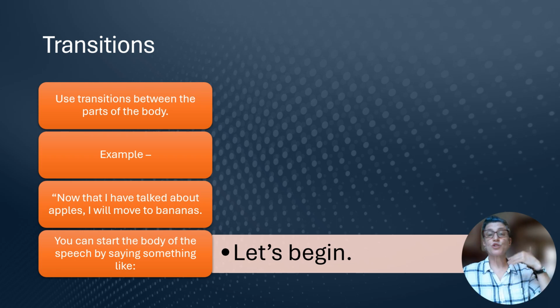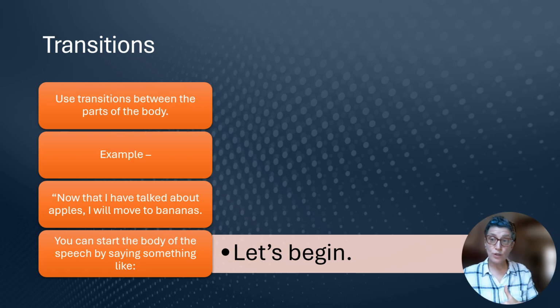So you can use transitions from the introduction to the body. You're going to use transitions between each part of the body. And you're going to use a transition to go from the body to the conclusion. For example, in the body, if you're talking about apples, bananas, and oranges, or apples, bananas, and kiwis, you're going to say something like, now that I've talked about apples, let's move to bananas. So apples is your first point, bananas is your second point. Now that I've talked about bananas, I'm going to talk about kiwis or oranges or whatever your favorite fruit is.